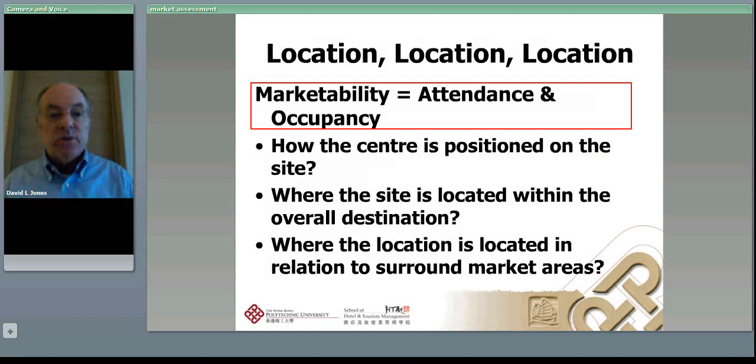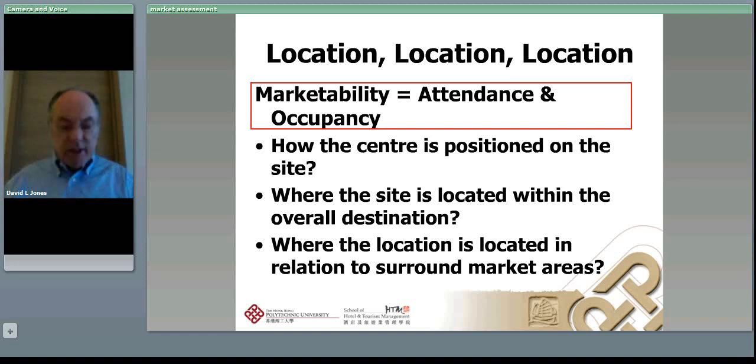So when we think about convention centers, once again, we think about the same thing that we think about for a hotel. I'm sure those of you who have had any hotel course have heard the term location, location, location. So in this case, when we say marketability of the facility, we mean the amount of attendance and the occupancy. Where's the center going to be in terms of its location to bring that in? Where is the site located within the overall destination? What location is it in relationship to surrounding market areas? And you see this in your case study that we'll talk about in class, your New Zealand case study.